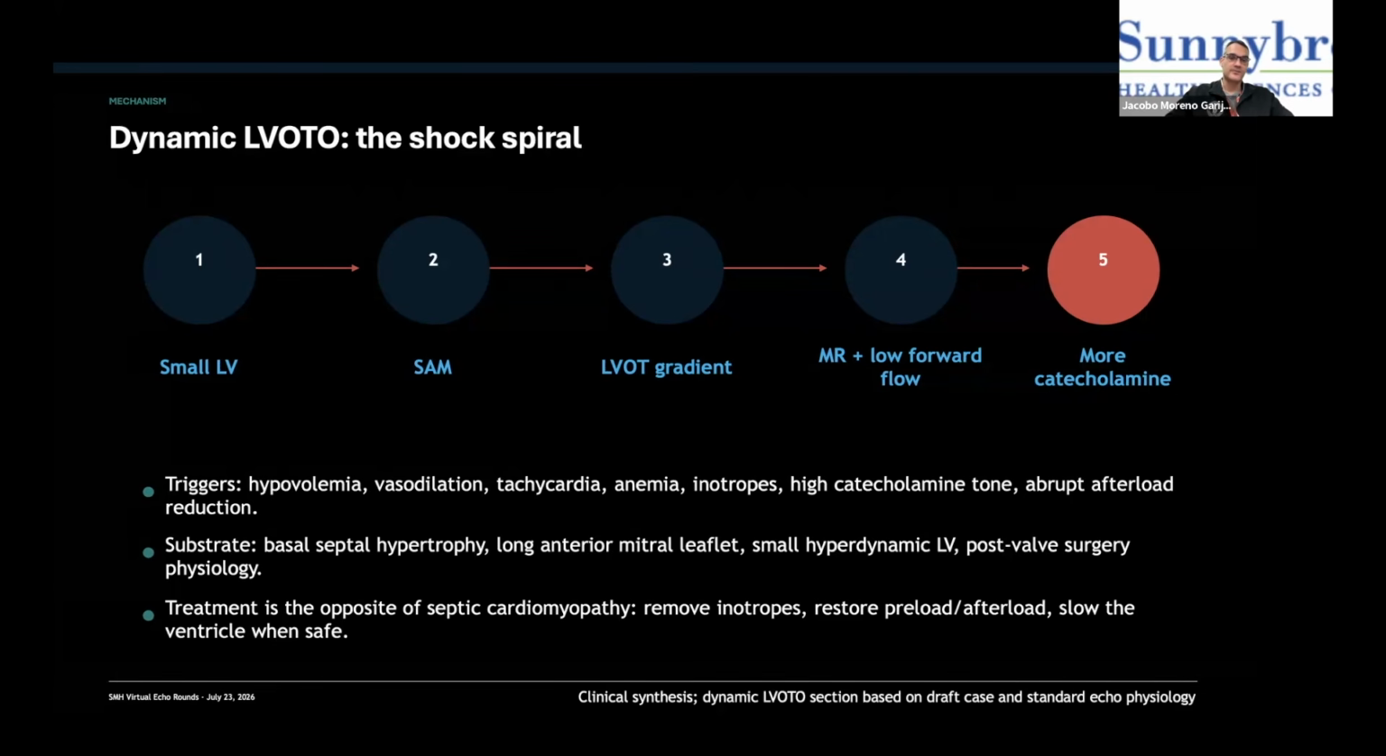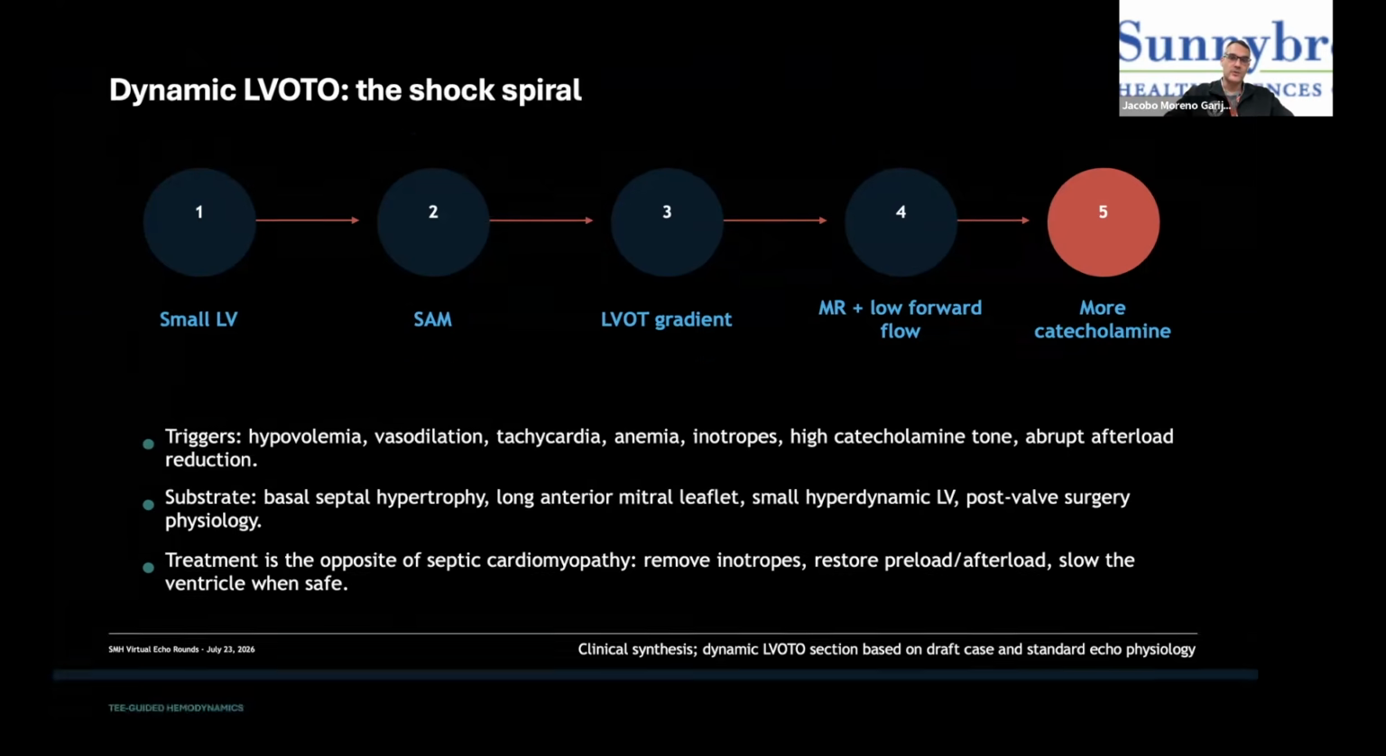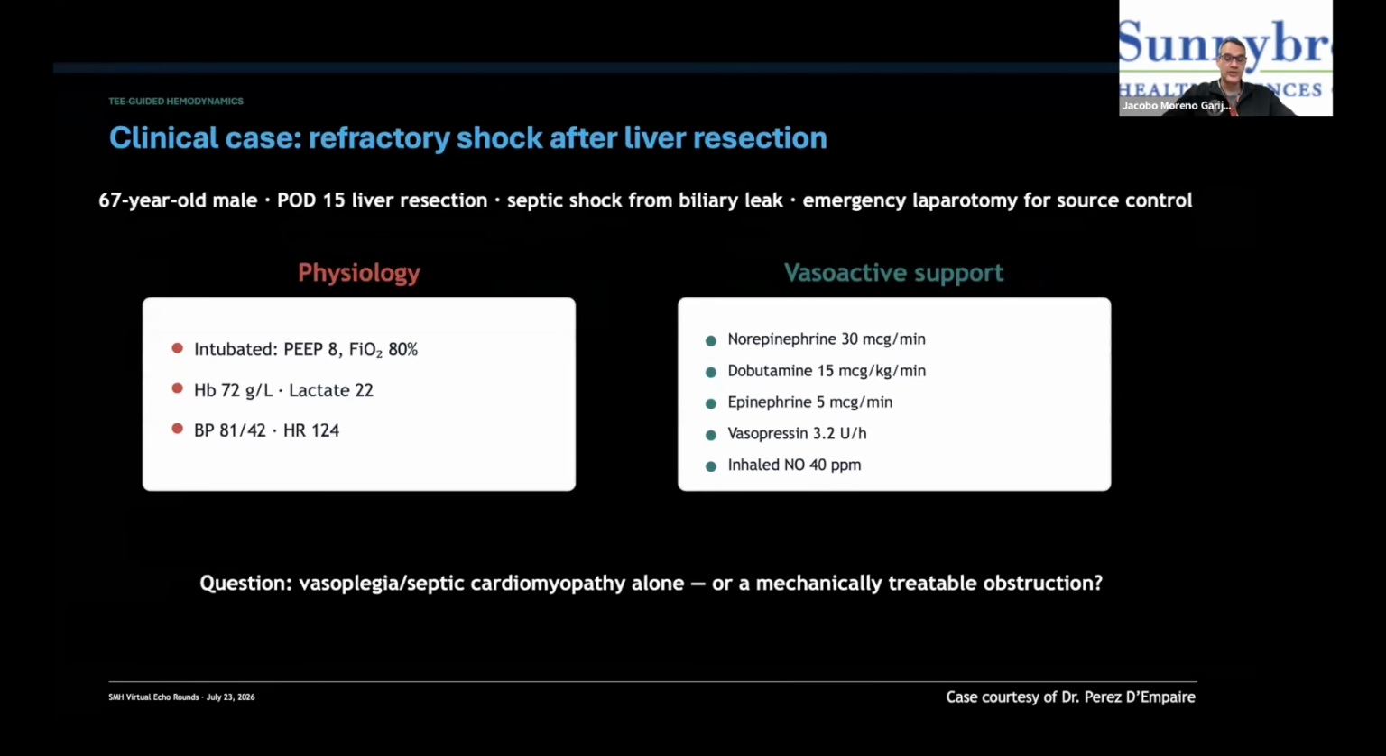So we are going to check this based on a clinical case that we had maybe a couple of, I would say, 4 months ago. This is a 67-year-old male, postoperative day 15 after a liver resection. The patient was in septic shock from a biliary leak, and there was an emergency laparotomy for source control, right?